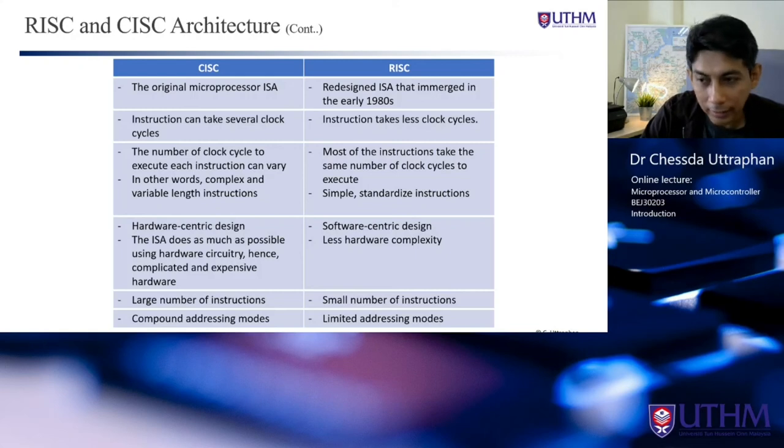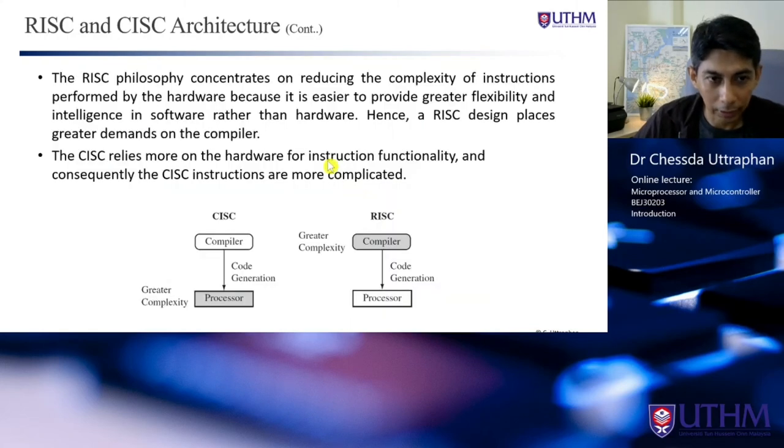So to understand this, you need to understand the ISA first. This is actually related to the ISA. Everything here is related to the ISA. Okay. So this is actually the same thing we have discussed. Okay, CISC. We see that the greater complexity is in the processor. But in RISC, the greater complexity is at the compiler part, right?